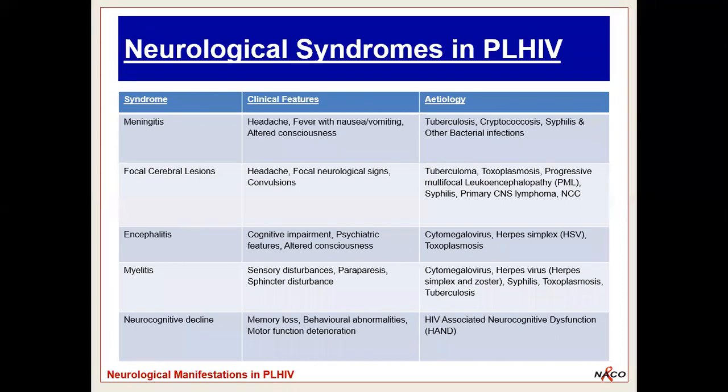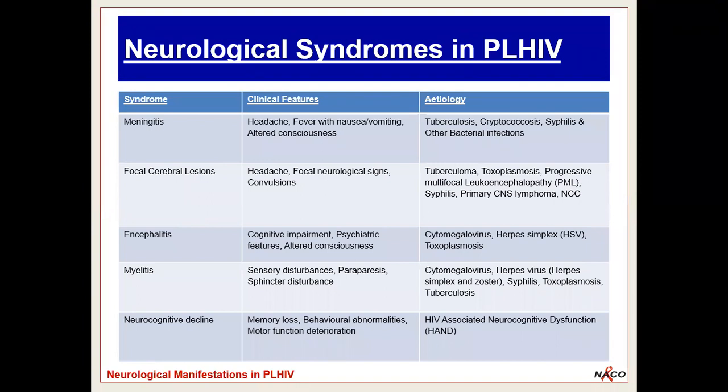Looking at meningitis, the typical meningismus symptoms are that the patient can present with headache, fever, nausea, vomiting, and altered consciousness. What are the differential diagnoses that come to your mind? Tuberculosis, cryptococcosis, syphilis, and other bacterial infections. Bacterial meningitis would be more in terms of co-infection, but it can also occur in PLHIVs, we know that. Now, when we talk about focal cerebral lesions, patients typically present with headache, focal neurological signs and convulsions.